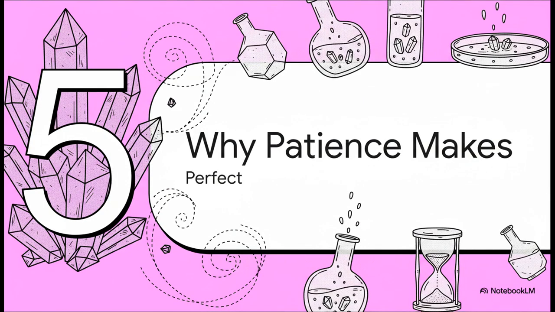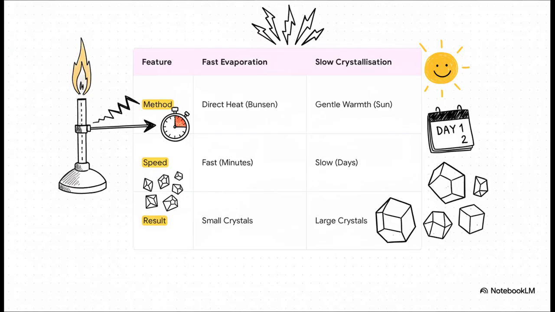But why? Why does going slow make bigger crystals? Let's connect all the dots now and figure out why patience really is a virtue, at least when it comes to this stuff. This table really lays it all out. On one hand, you have fast evaporation. You're blasting it with direct heat, it's over in a few minutes, and you get these tiny little crystals. On the other hand, you have slow crystallization. You're using gentle warmth, it takes days, and you get big, beautiful crystals.